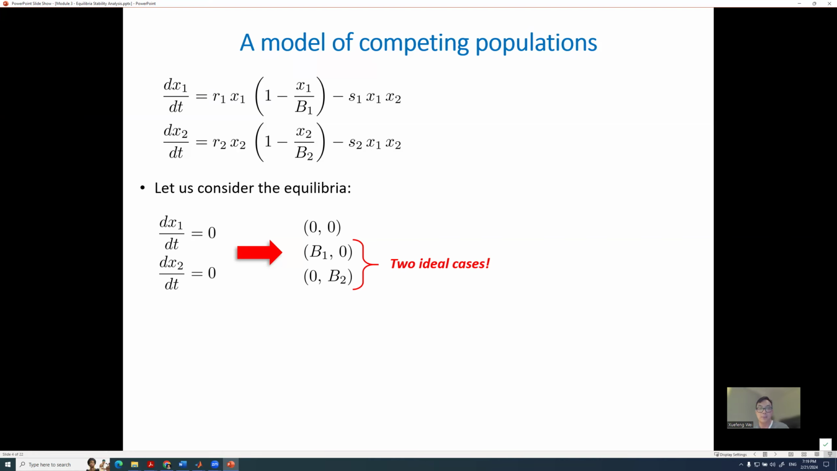Is there any other equilibrium? In order to calculate if there's any other equilibrium, we have to actually solve the algebraic equations. Let me see. Okay, solve these two algebraic equations. Finding the equilibrium is actually a very important exercise, so let's try to think about how to calculate this by yourself: how to solve this set of two equations with two variables x1 and x2.